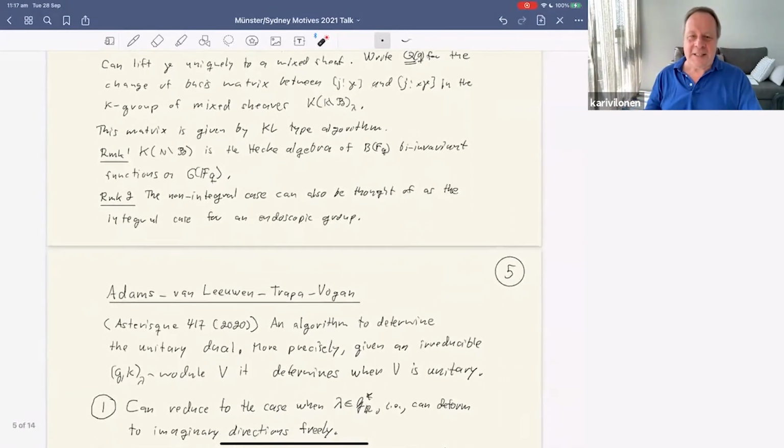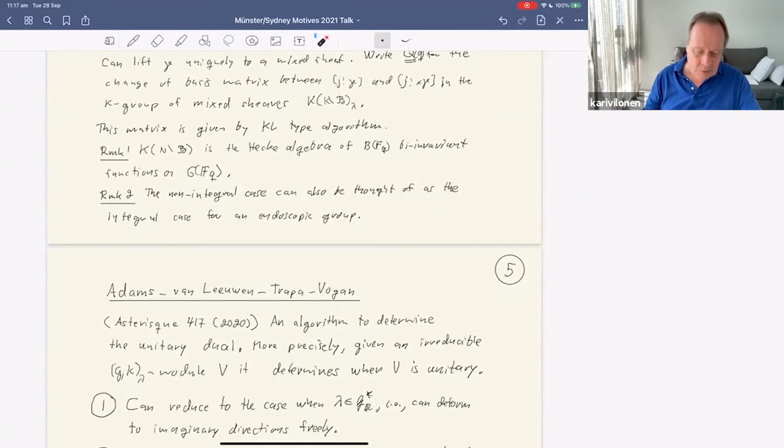So anyway, now let me come to the work of Adams, van Leeuwen, Trapa, and Vogan. This is somehow an ancient story; it all goes back to the early 1980s or before. This work appeared in Astérisque 417 in 2020. It's a rather long 180-page Astérisque volume where they give an algorithm to determine the unitary dual. The algorithm has been implemented in the Atlas software. If you give a group and the parameters for the representation, it will tell you if your representation is unitary or not.